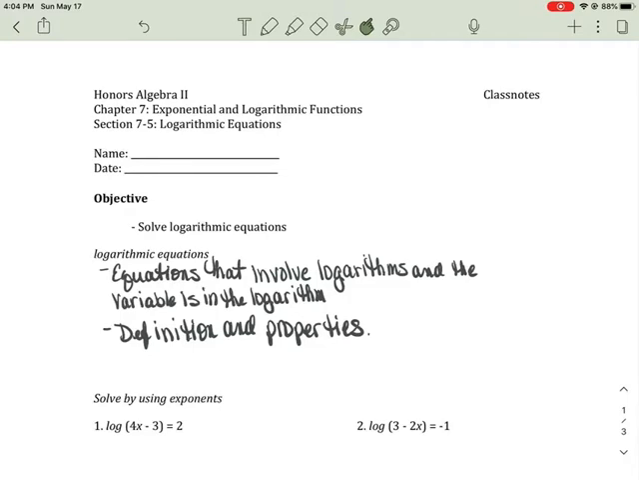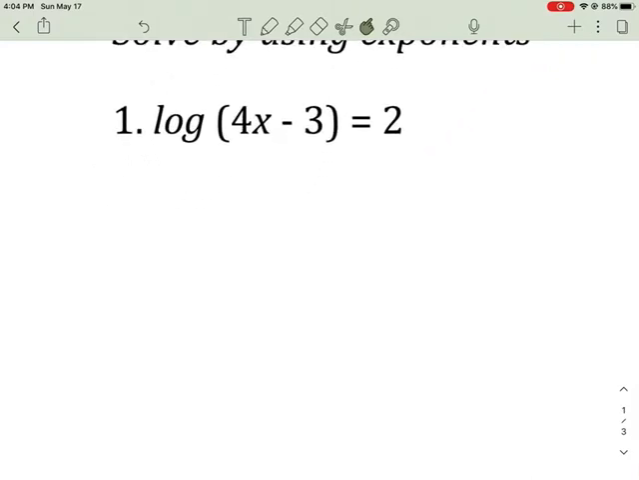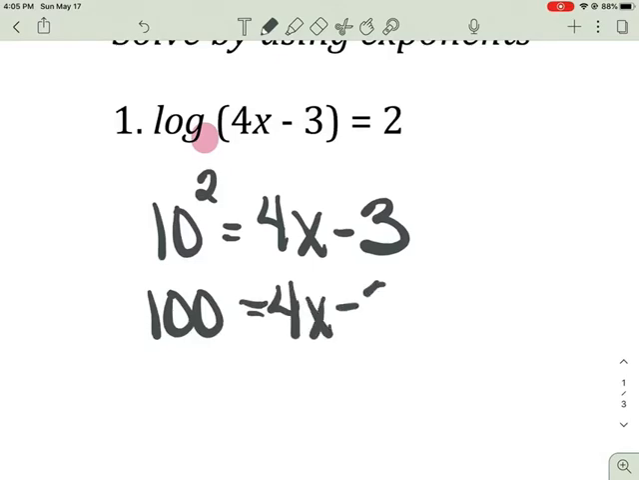All right, so the first group is using the definition, or what I call using the exponents. So by definition, what we're going to do is rewrite these problems as an exponent. So I'm going to look at the base, write it as an exponent, and then solve from there. If you notice, there's no base there. Remember, that's understood to be 10. So I'm going to write this as 10 squared equals 4x minus 3. Okay, so now this isn't too bad. I'm going to make this 100 equals 4x minus 3.